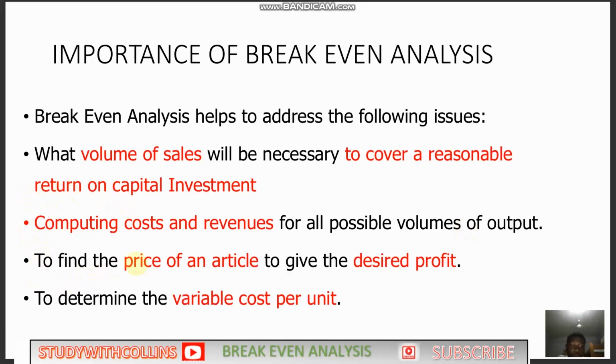Then, to find the price of an article to give the desired profit. Break-even analysis also helps in terms of pricing. As I said for contribution margin, contribution margin helps in pricing decisions and also in understanding how efficiently costs are managed. And the last one is to determine the variable cost per unit.